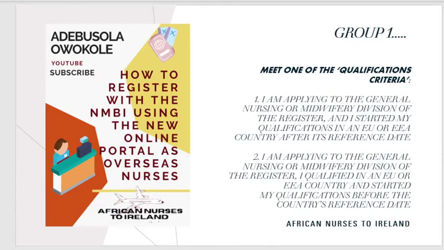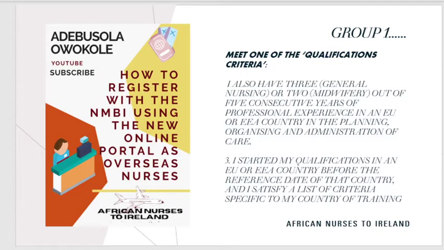Next, we've seen the personal status criteria, and these are the qualifications criteria for Group 1. For someone to be classified as a Group 1 applicant, the person must be applying to the General Nursing or Midwifery Division of the Register, and must be qualified in an EU or EEA country as well, and must have significant experience in an EU-related country, especially 2 out of 5 consecutive years of professional experience, and like that.